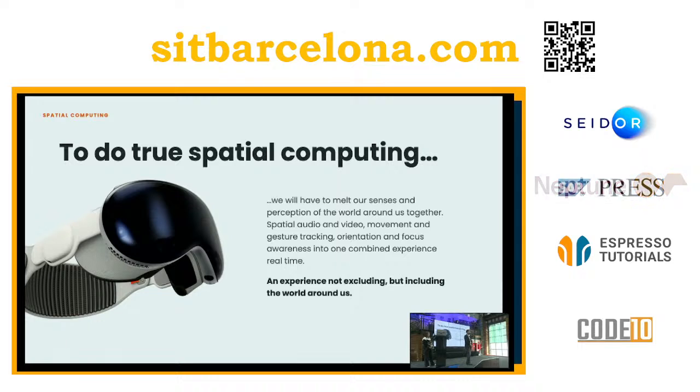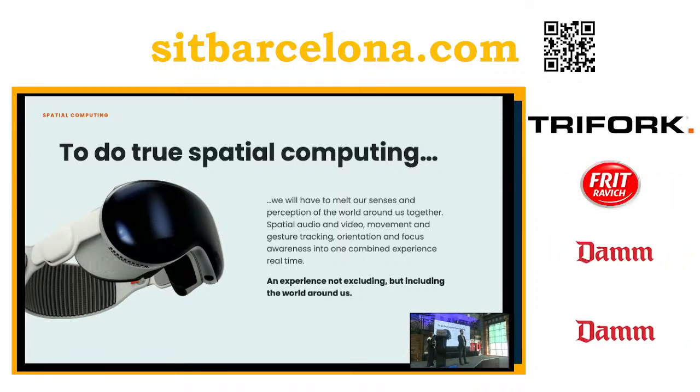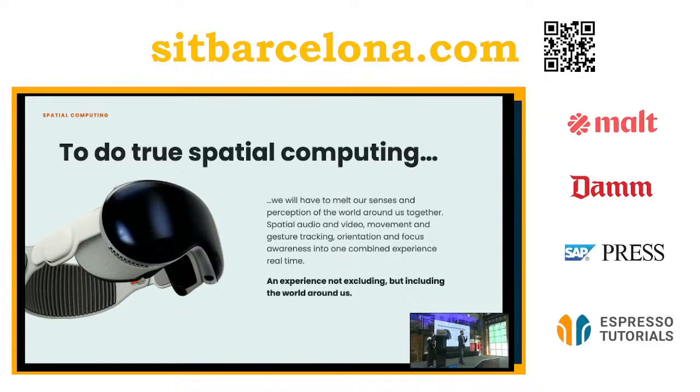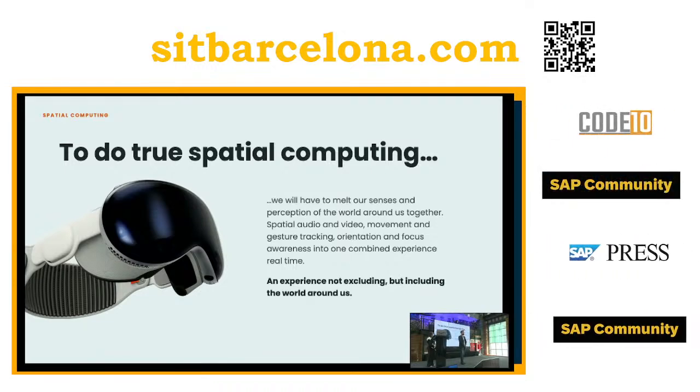And of course, in the past year, we do spatial computing. I'm assuming most of you have seen the presentation of spatial computing. It's not the first time you're seeing these goggles, so I'm not going to read the whole speech. But the last line is quite important, where it says what spatial computing is: an experience not excluding, but including the world around us. So it's providing that immersion of using computing and the world around us to interact with technology.